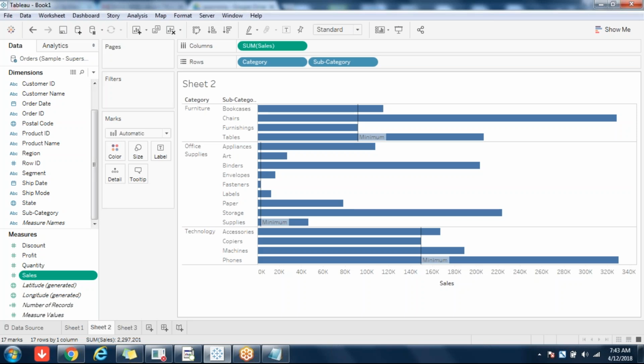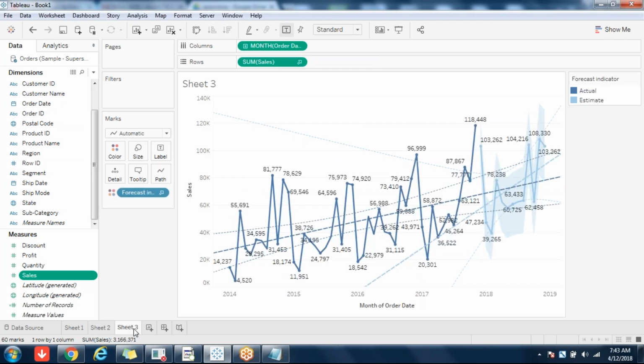Trend line or forecasting is not possible for any chart except a line chart, because line charts are the only charts which are developed using time period based data. Nothing else. So that's why trend lines and forecasting are possible only in line charts. Okay, so that's how it is.